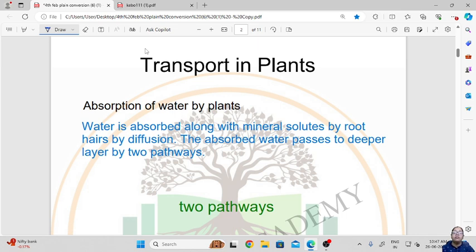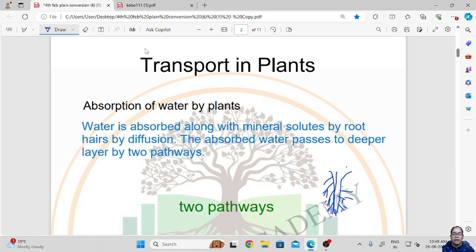So how does absorption of water happen through the root cells? We all know that this is a plant and this is the main root, that is the primary root, which will again have small roots which we call the root hair. This primary root will help in making the plant steady inside the soil. But who will absorb the water? The water is absorbed through the root hairs.